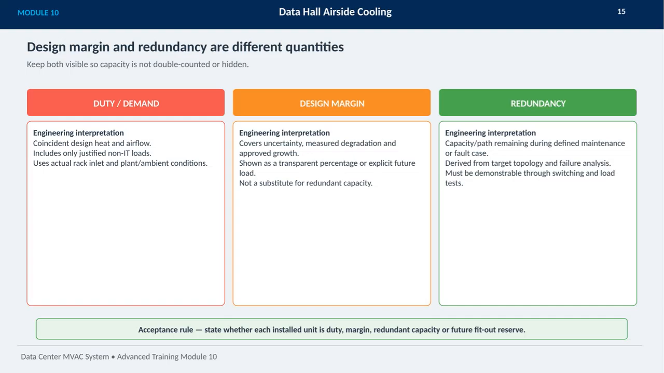On this slide, we're diving into the key concepts of design margin and redundancy within Data Hall Airside Cooling systems. It's important to understand that design margin and redundancy are different quantities, and we must always keep both visible to avoid double counting or hiding capacity. Starting with duty or demand, this refers to the coincident design heat and airflow, which includes only justified non-IT loads.